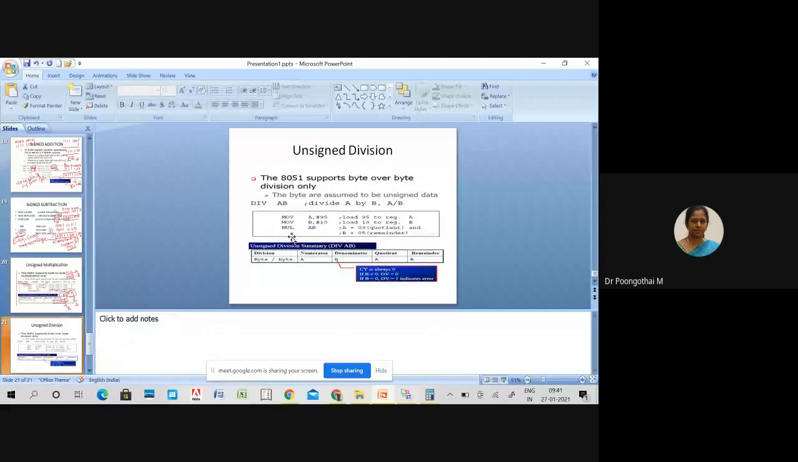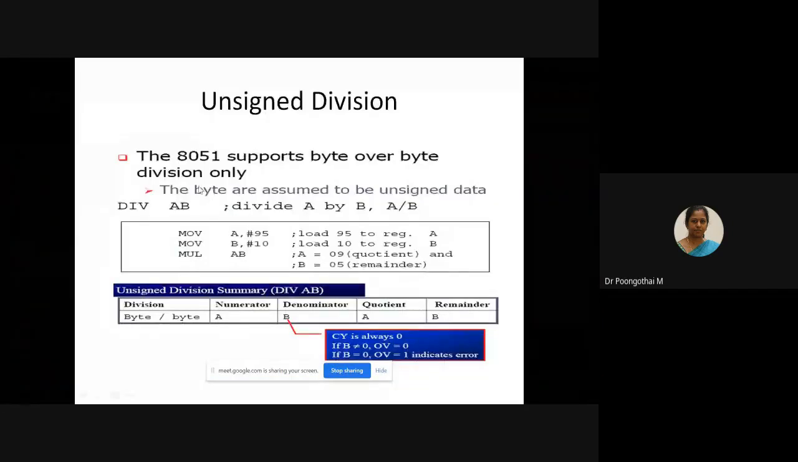So next one is the division. 8051 supports byte over byte division only. The bytes are assumed to be unsigned data. The instruction syntax is DIV AB, that is, DIV A by B. You have to load your dividend in accumulator and divisor in B register. That is A divided by B. According to this example, MOV A, #95, MOV B, #10. Sorry, this is DIV, not MUL. Okay.